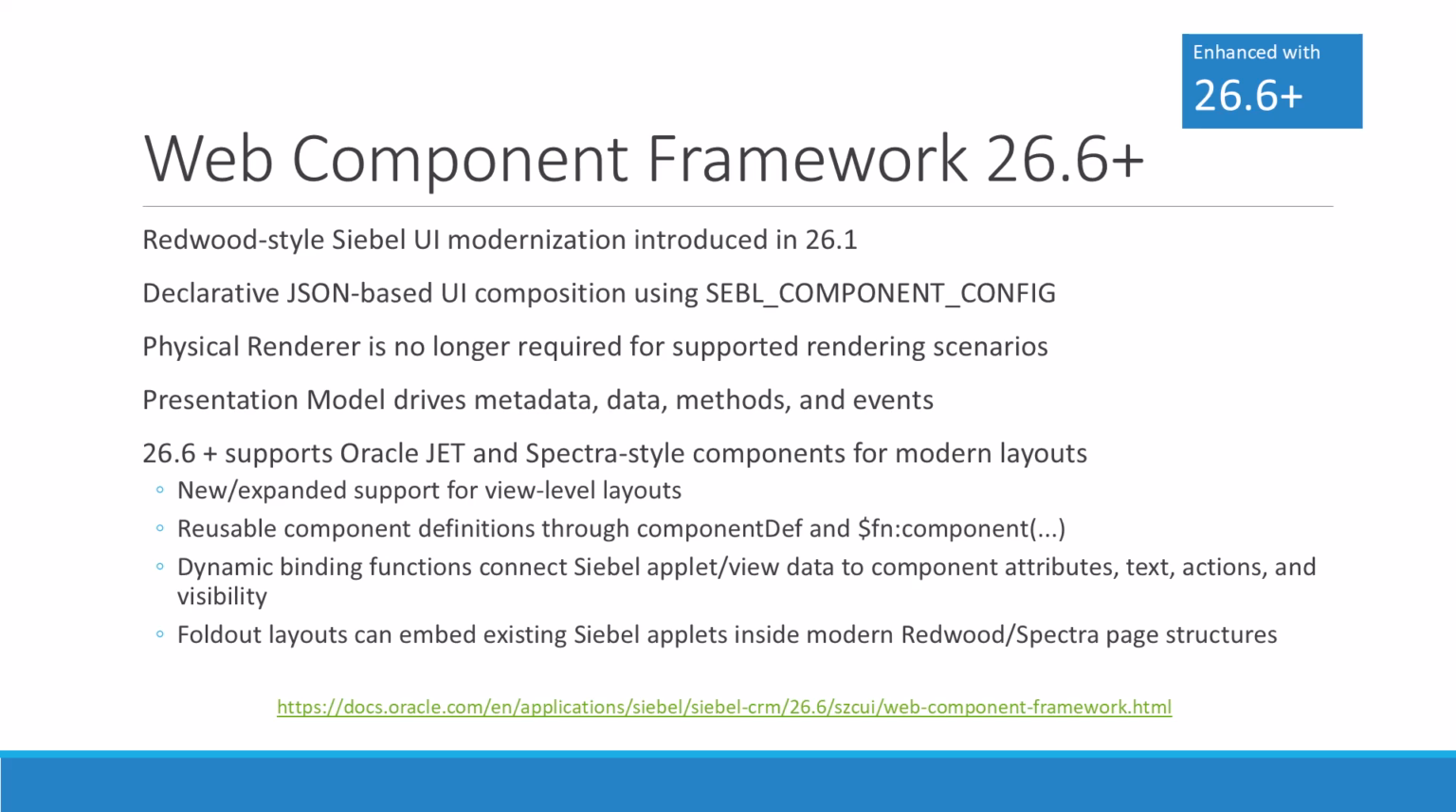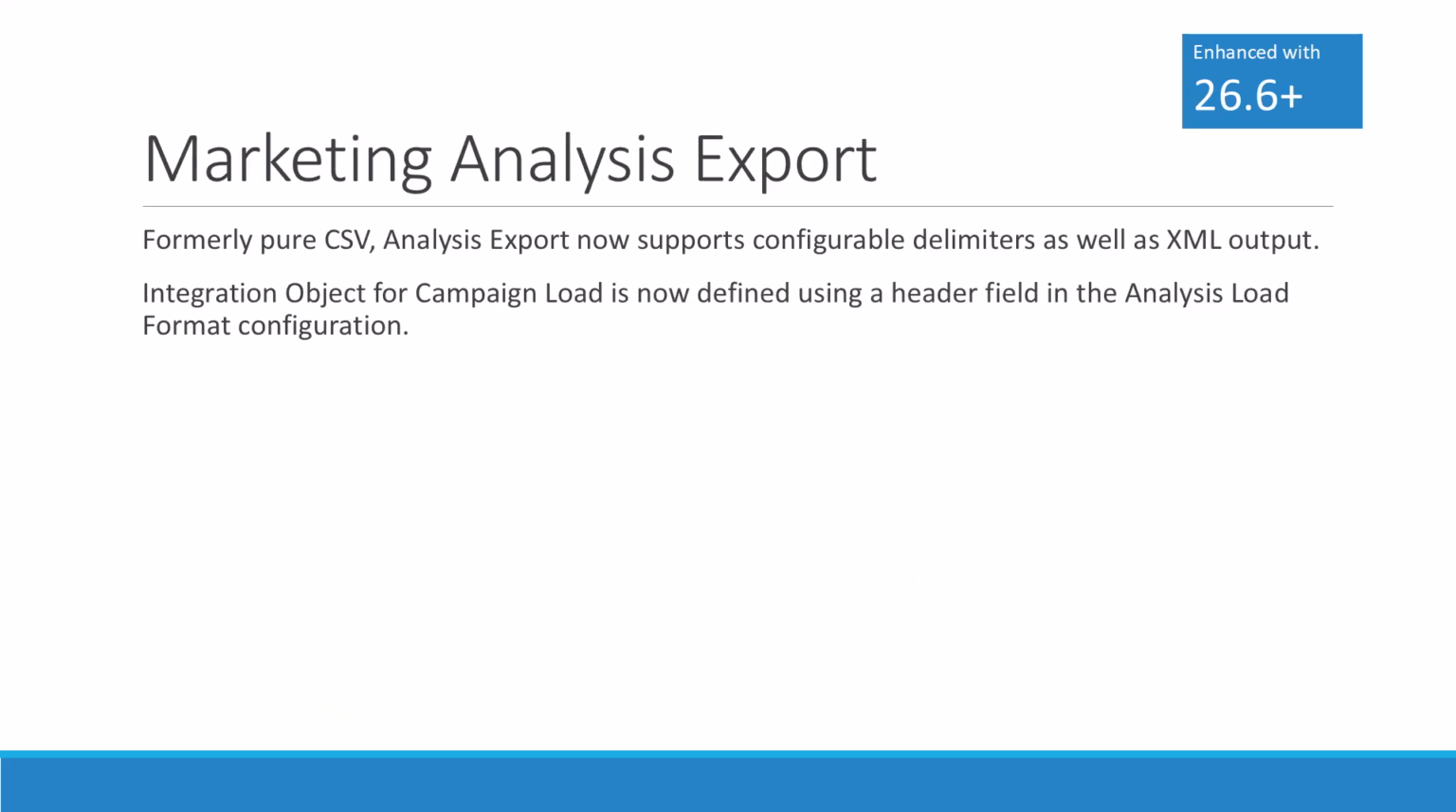The most important improvement is the richer JSON configuration model. Siebel 26.6 introduces reusable component definitions and better documents dynamic bindings. For Siebel developers, this means that more UI structure and behavior can be expressed declaratively with less dependence on custom physical renderer code. In the Siebel marketing area, the formerly pure CSV analysis export now supports configurable delimiters and XML output format. Oracle has also changed how the integration object for campaign load formats is defined.